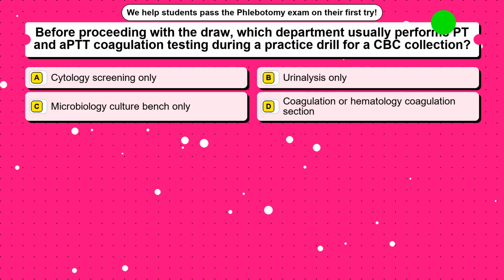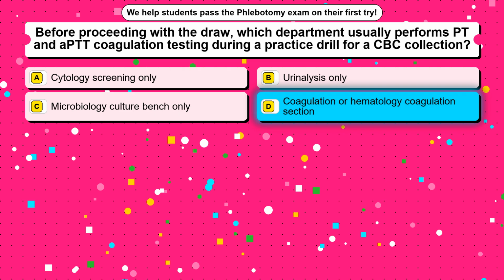Question 66. Before proceeding with the draw, which department usually performs patient and APTT coagulation testing during a practice drill for a CBC collection? Option A, cytology screening only. Option B, urinalysis only. Option C, microbiology culture bench only. Option D, coagulation or hematology coagulation section. The correct answer is option D, coagulation or hematology coagulation section.